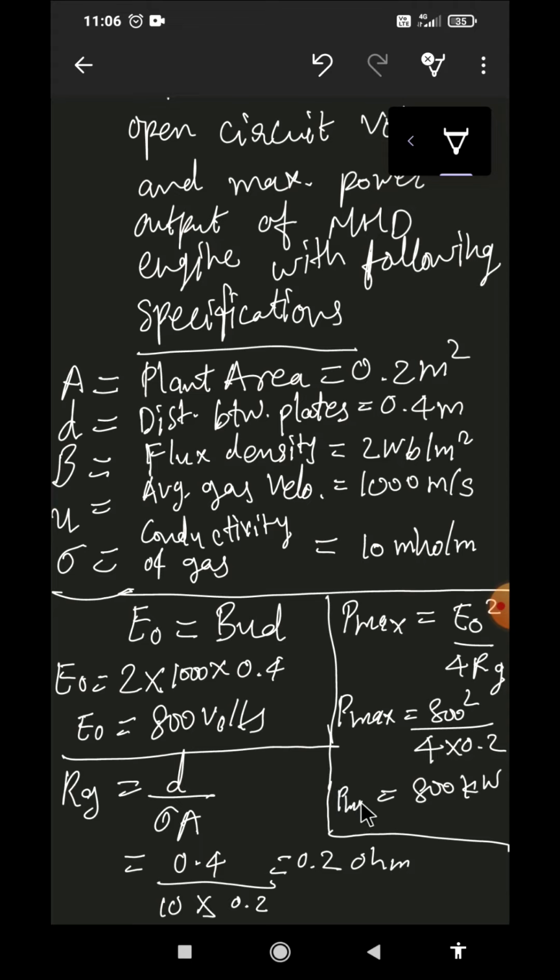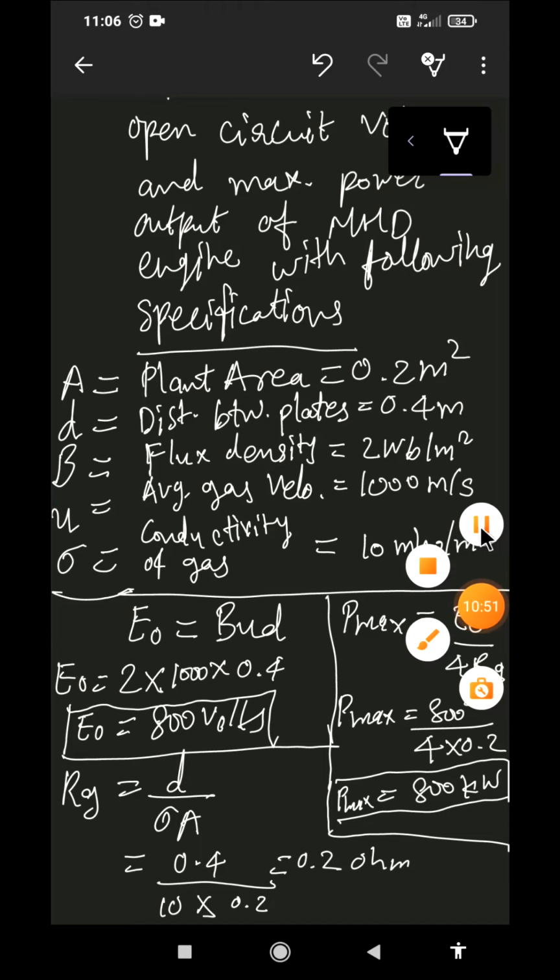So both terms which we needed to find out, Pmax and E0, we have found out. So this solves our problem. So I hope you understood. Now we'll see a few of the advantages and disadvantages of MHD power plants. So what are the advantages and disadvantages? So advantages of the MHD power plant.